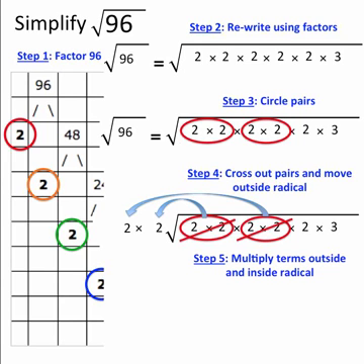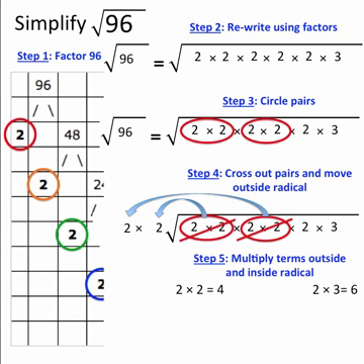Now my final step is to multiply the terms outside of the radical and to multiply the terms inside of the radical. Outside of the radical, I have 2 times 2 equals 4. Inside the radical, I have 2 times 3 equals 6.